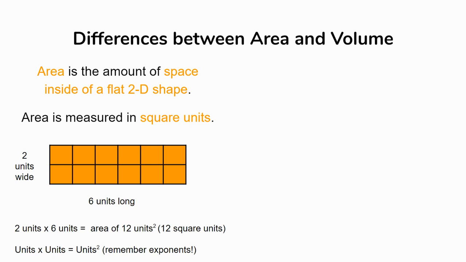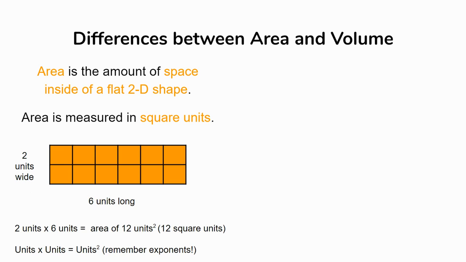You might notice that the way I write square units is I write units with an exponent of 2. You've got to remember exponents. It's something else that was new for us in 5th grade. Those don't go away. They do pop up here and there. So why is there an exponent of 2 next to units? Well, units times units is the same thing as units with an exponent of 2. The exponent of 2 means that you're multiplying that base 2 times. So the units is the base, units times units, I can write it as units squared.